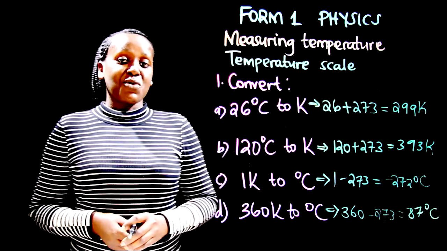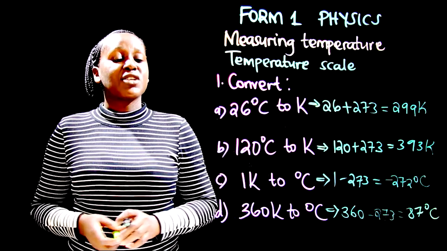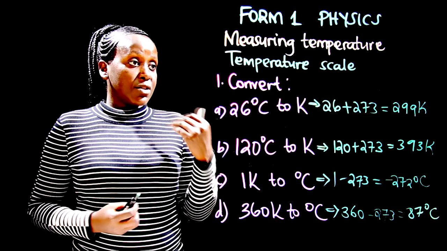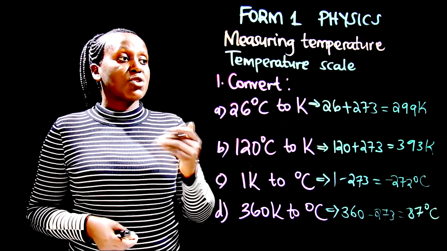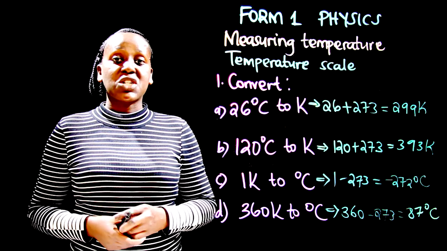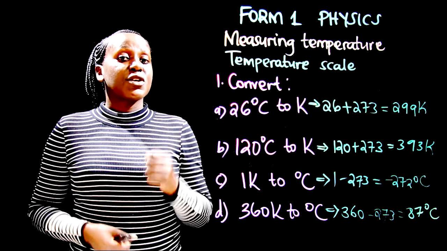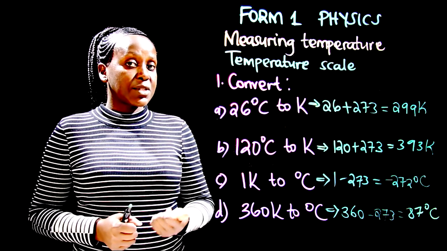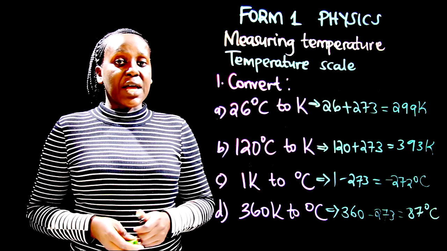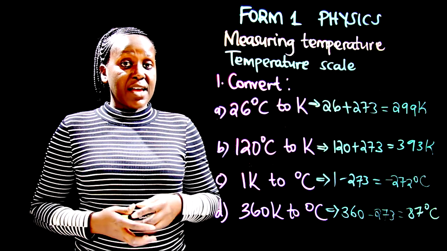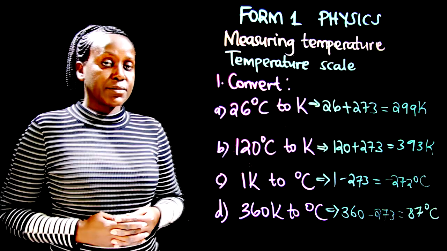So that is how you convert between degrees Celsius and Kelvin. Now that we know about the two scales that we use when measuring temperature, we are going to explore the different types of thermometers that we have and how they are designed for different purposes.